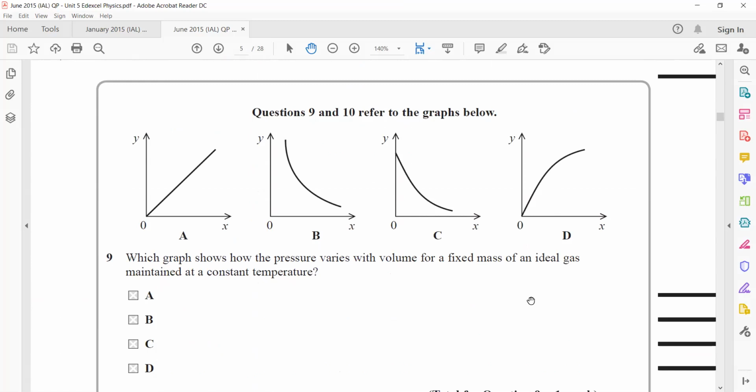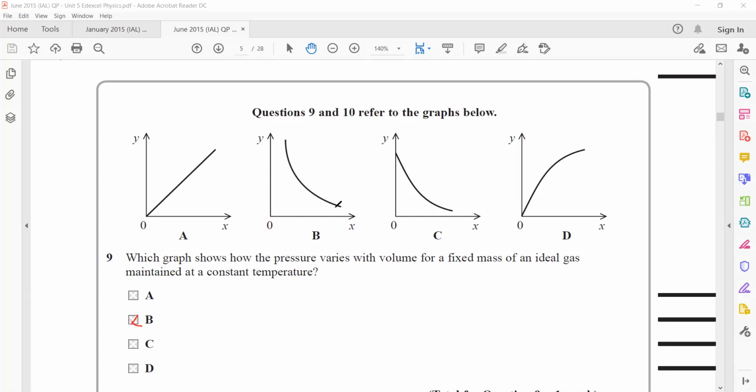In question 9, which graph shows how the pressure varies with the volume for a fixed mass at constant temperature? Basically, which one is the correct graph for Boyle's law? Keep in mind, pressure and volume are inversely proportional. What's the right answer? If two quantities are inversely proportional, it should be a curve. If one increases, the other decreases, and the product should be constant. So, yes, B is the correct answer.